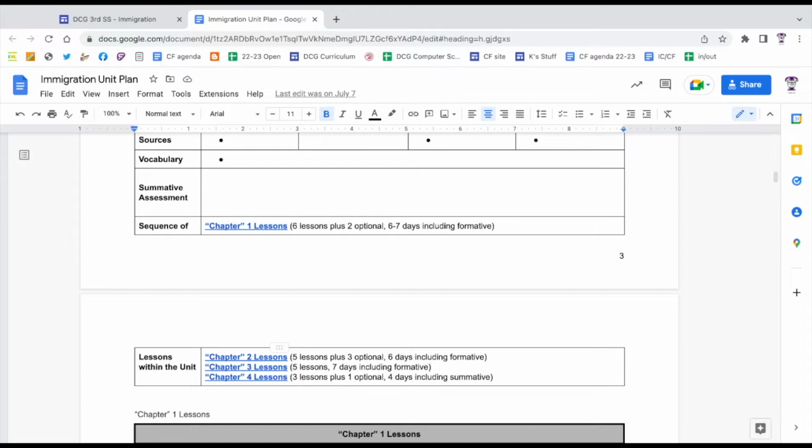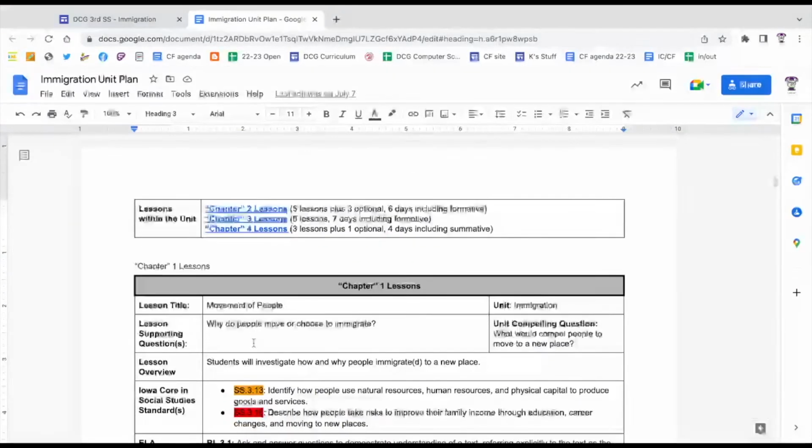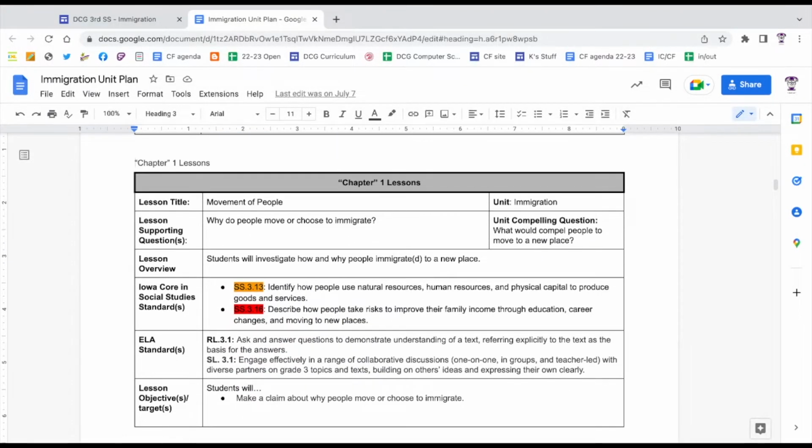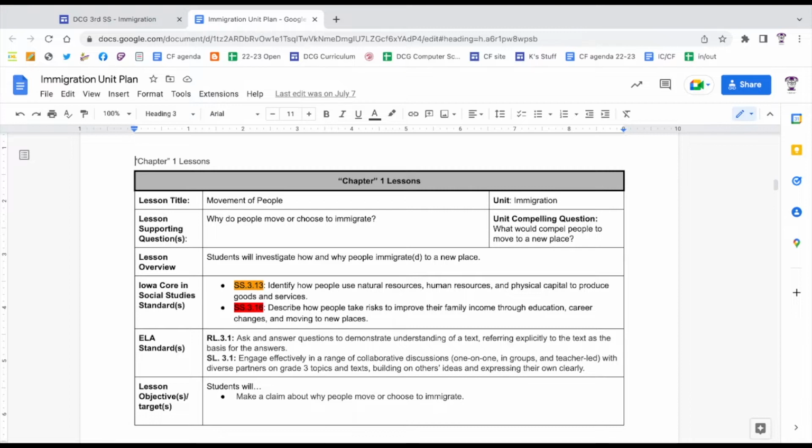So supporting question 1 goes with chapter 1, and then you can see how many lessons, including optional ones, and how many days should be set aside for each section. Now, if you want, you can simply click on the link to move ahead, or you can continue scrolling to that chapter. At the start of each chapter, we have an overview, much like we see for the unit plan.